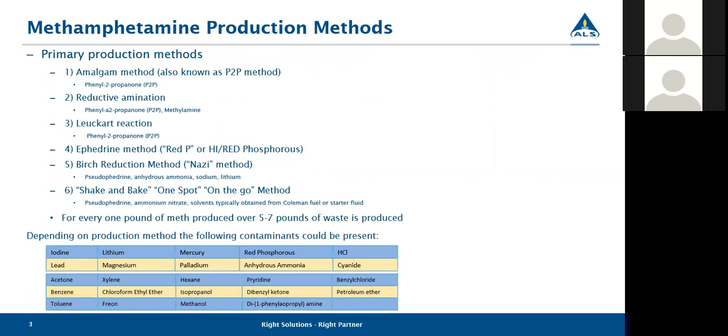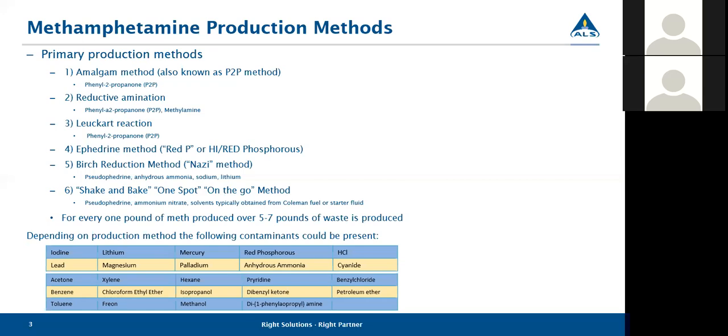I attached this slide to just show you some of the different production methods many use to make or cook, as it is called, methamphetamine. Note that for every pound of meth produced, over 7 pounds of waste is also produced, which adversely affects the environment. The table on this slide shows a number of contaminants that could be present in the resultant product or contribute to the waste produced during the cooking process.